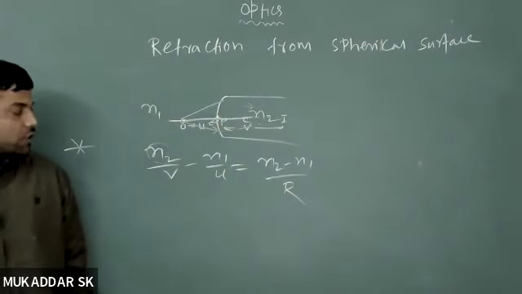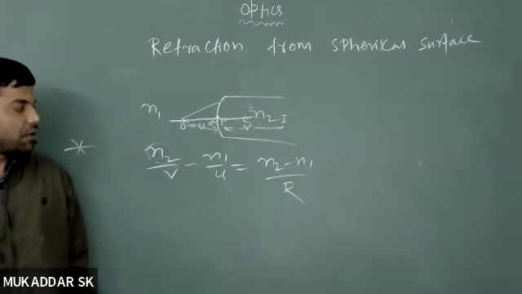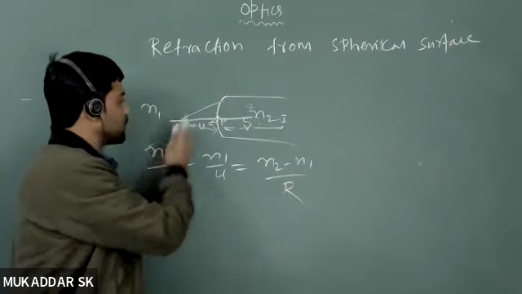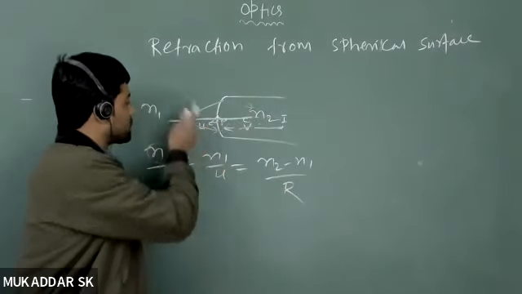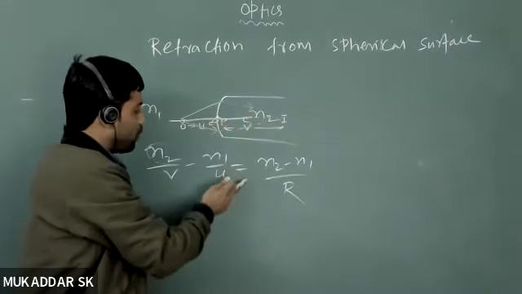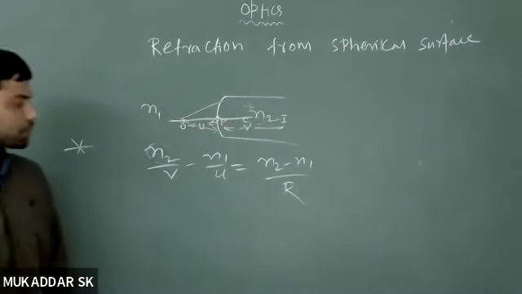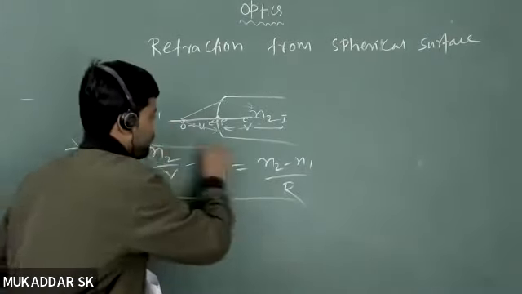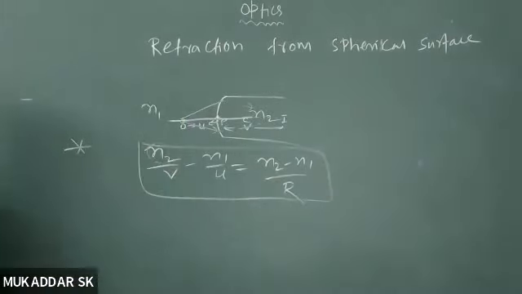Okay. So n2 by v minus n1 by u, that will be n2 minus n1 by r. Again I am repeating all the terms. r is the radius of curvature of this surface, n2 is the medium in which the light is going, n1 is the medium from which it is coming, v is the position of the image from the pole, u is the position of the object from the pole. Okay, so this is the significance. I am not deriving because it is a waste of time, and the mathematics is very simple.